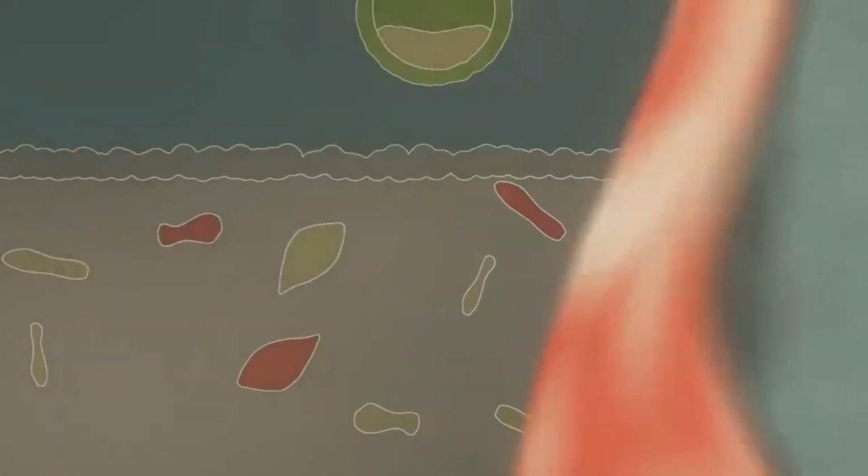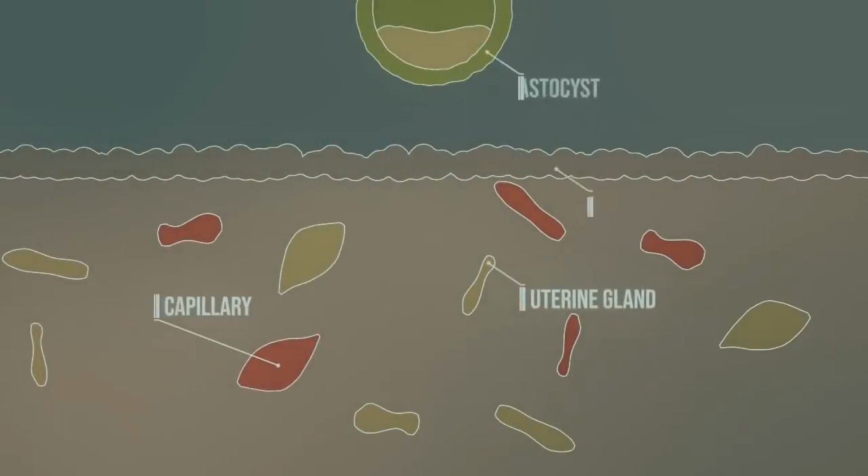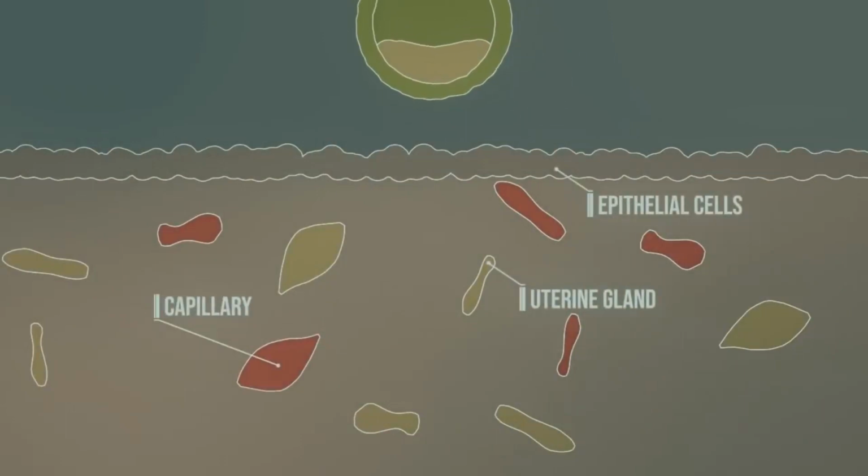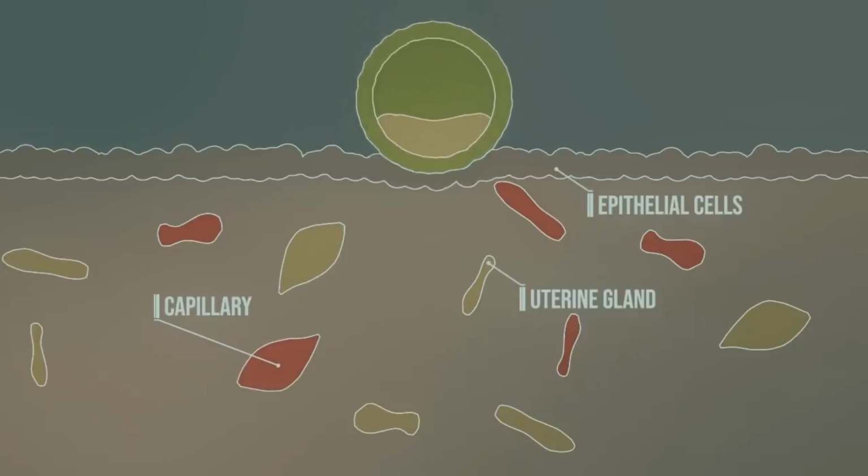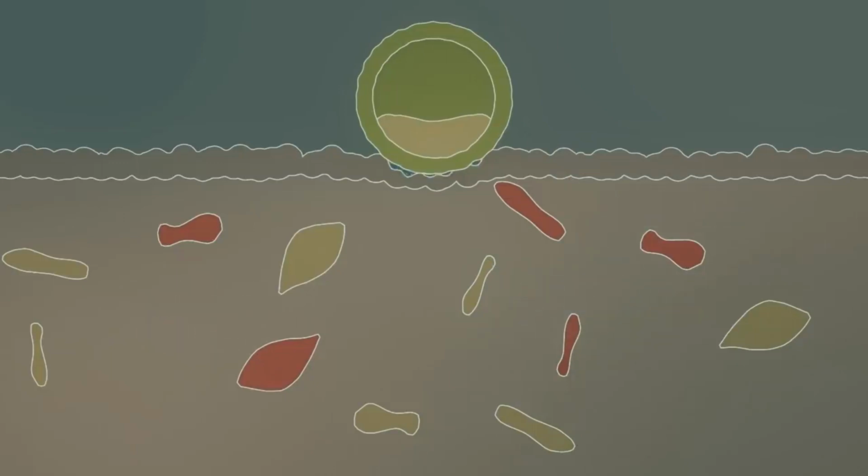Let's take a closer look at this. The endometrium has a protective epithelium and capillaries filled with blood, as well as mucus-producing glands. The trophoblast cells fuse with the endometrium, and a syncytial trophoblast is formed that will nourish the embryo.